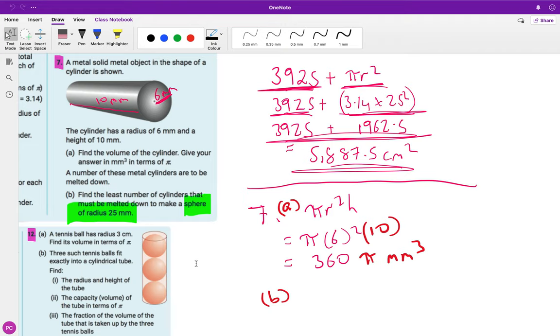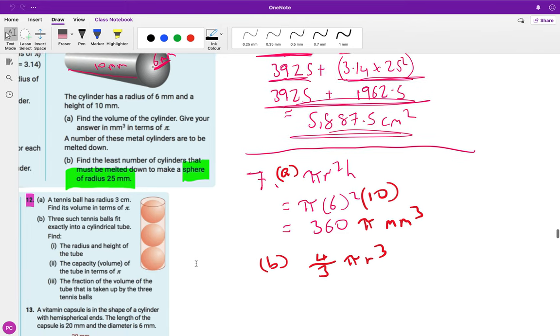Okay, well, first off, let's look at the volume of a sphere. Our volume of a sphere is 4 over 3 pi r cubed. Again, out of the notes, out of the log tables. So let's sub into that. We have 4 over 3 pi, they don't tell us to sub in for pi again, do they? No. So 4 over 3 pi, they say it's going to be 25 millimeters, so 25 cubed.